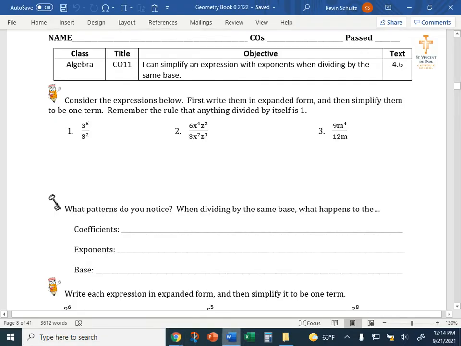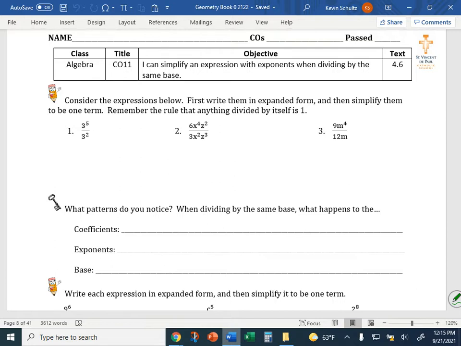And good day, geometry. We continue our exploration of exponents with CO11, dividing by the same base. And similar to CO10, when we multiply by the same base, we're going to start with expanded form and see what's actually happening here. Now that I think about it, you do have some experience with this back in CO47 from algebra.